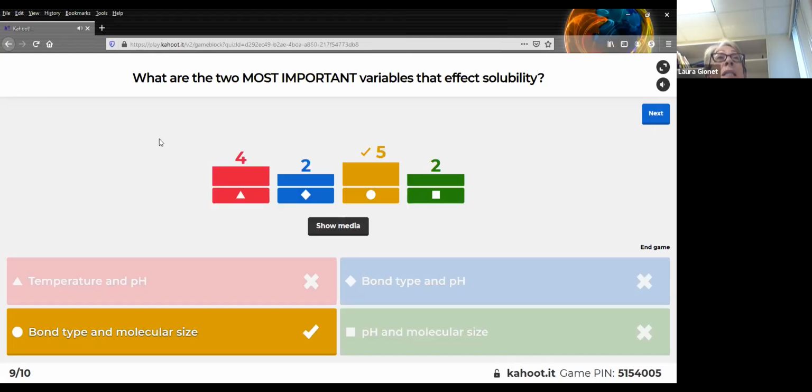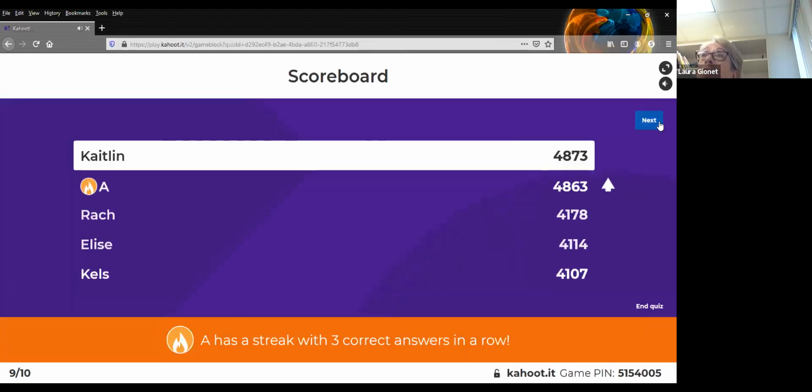Good. Bond type, we need to know, do you have compatible or incompatible bond types? And size, the smaller you are, the easier it is to suspend. The larger it is, not that it won't be soluble, but it won't be highly soluble. It'll be maybe moderately or low solubility. Good.